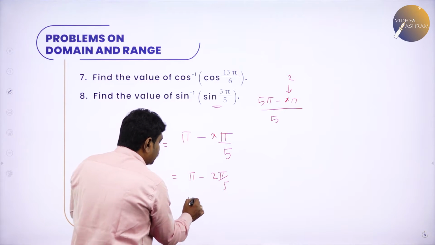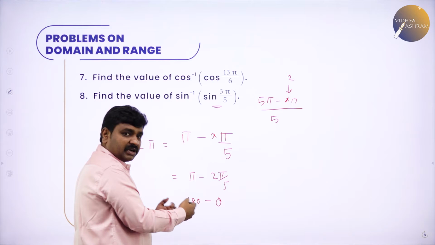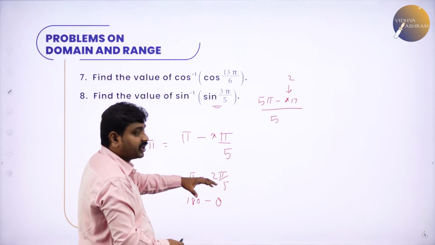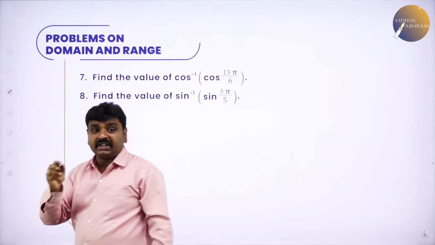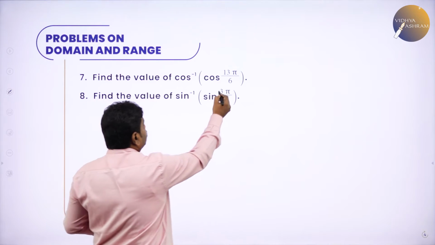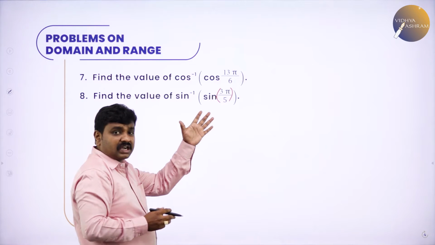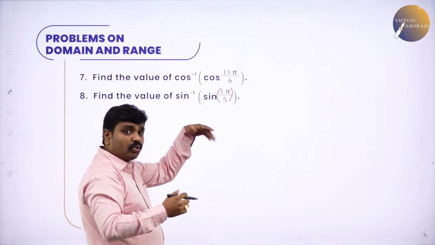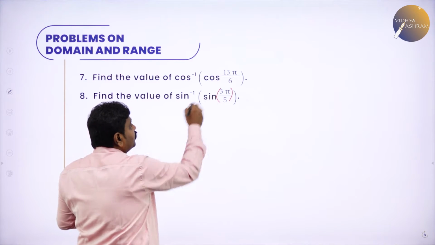Now it is 180 minus theta. What is sine of 180 minus theta? It will become sine theta. Writing this is important. Remaining it is simple. The first important thing is to check whether theta lies between minus 90 and plus 90. See here, 3 pi by 5 is not between minus 90 and 90. It will be more than 90. So that's why we have to simplify.